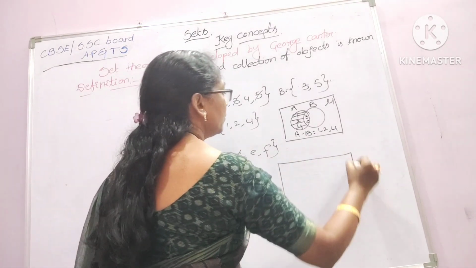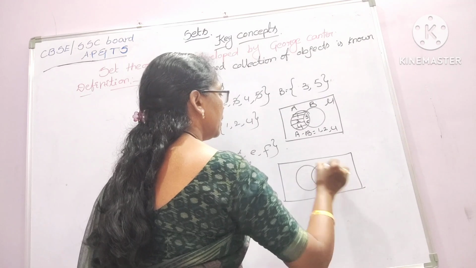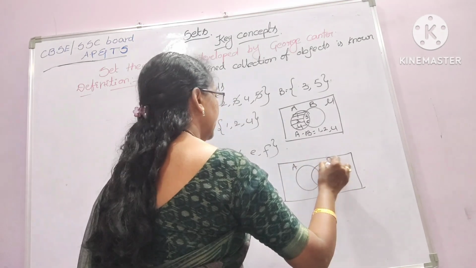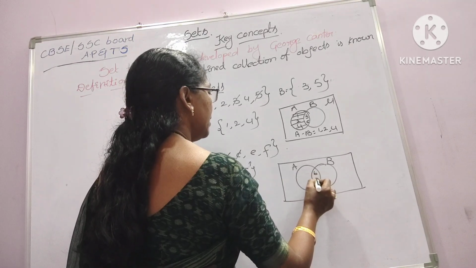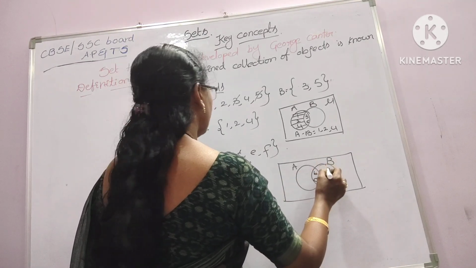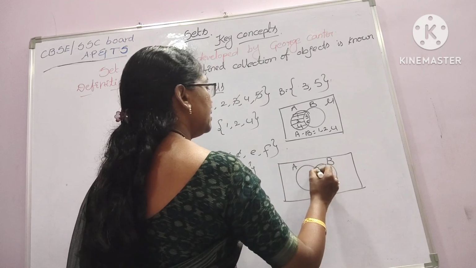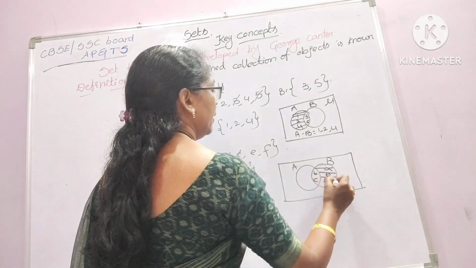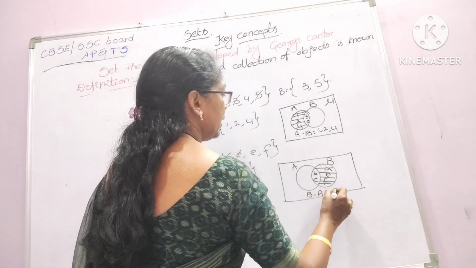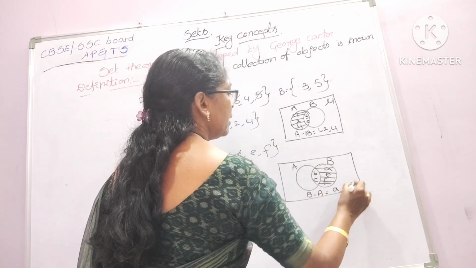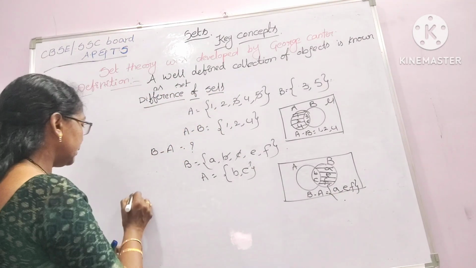Now again draw the diagram. This is the Venn diagram, A and B. In the B set, the common elements you write here, B and C, and the remaining elements A, E, F. These are the elements in set B minus A, where B minus A equal to A, E, F. And the last one is the fundamental theorem.